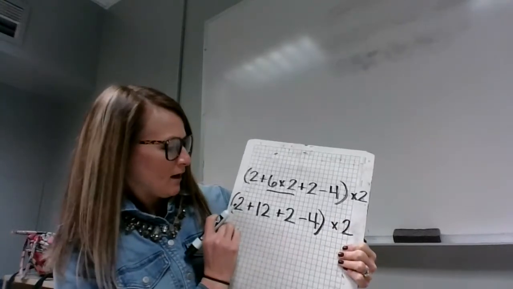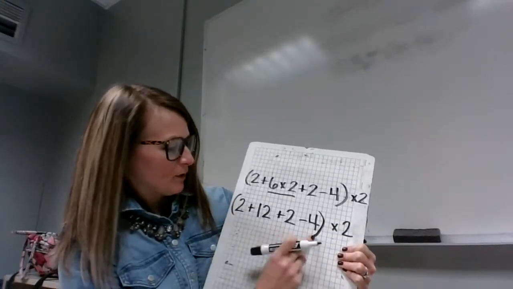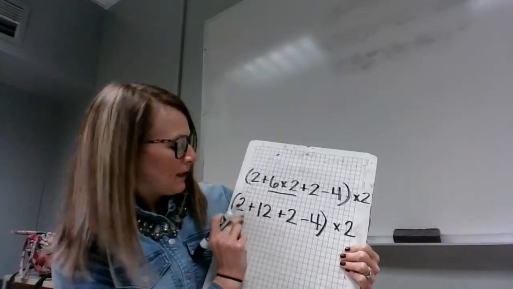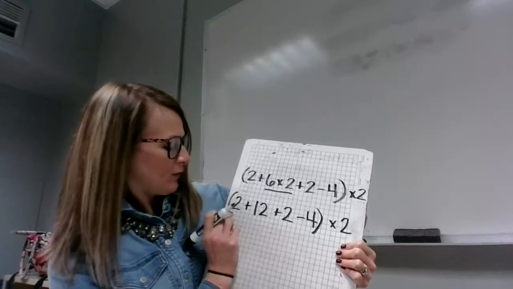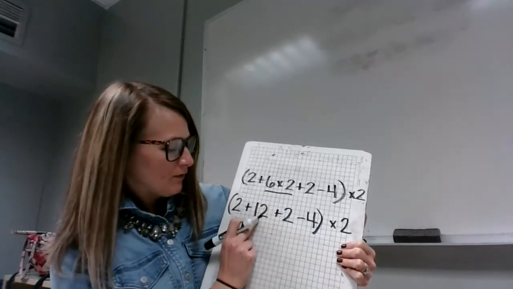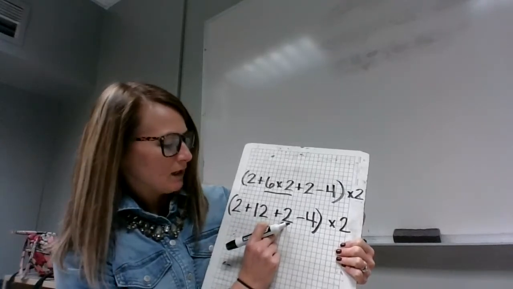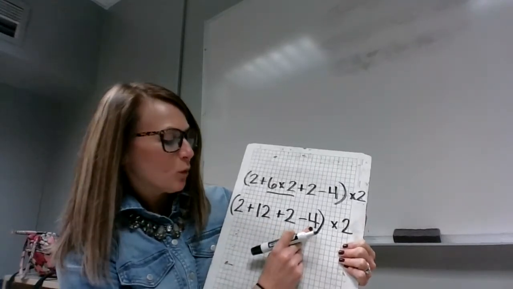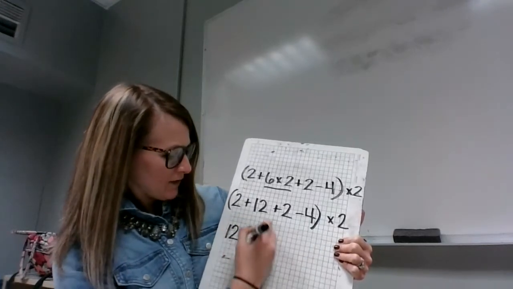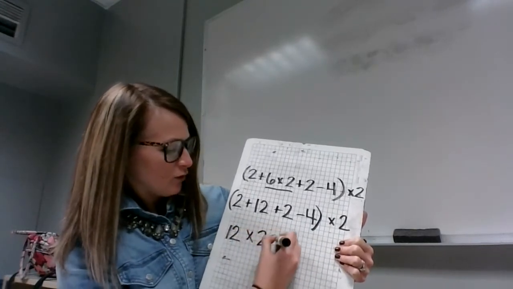All right, so now in my parentheses, I still have parentheses I need to worry about. It's just I did that multiplying part inside of it earlier. Now I'm just left with adding and subtracting, so I can just move from left to right. 2 plus 12 is 14. 14 plus 2 is 16. 16 minus 4 is 12. Okay, so I'm going to rewrite what I got in those parentheses, and that's 12. Then I have times 2.